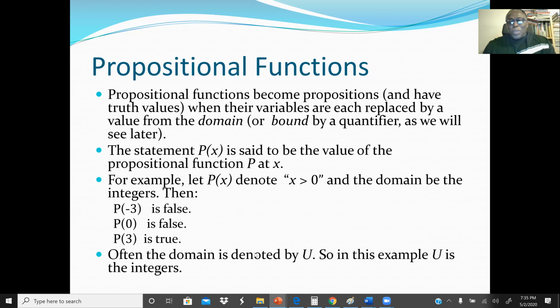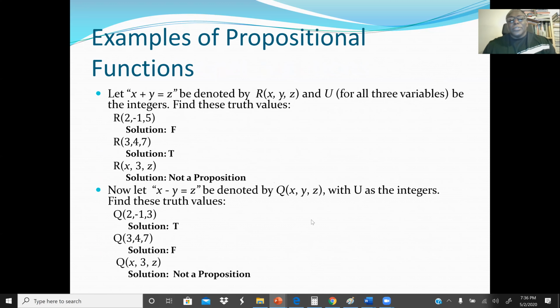And often the domain is denoted by U. Sometimes we use the term universal when we talk about sets. So in this example, U is the integers. To be the universal set, let's say here we say x is greater than 0. So your universal set is the values 1, 2, 3, 4, up to infinity, greater than 0. So often the domain is denoted by U, and in this example, U is the integers.